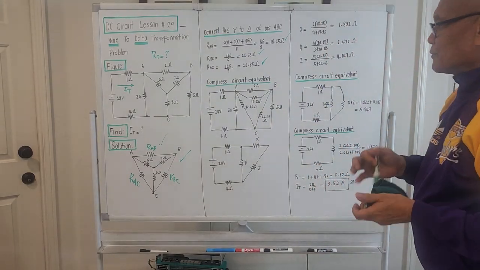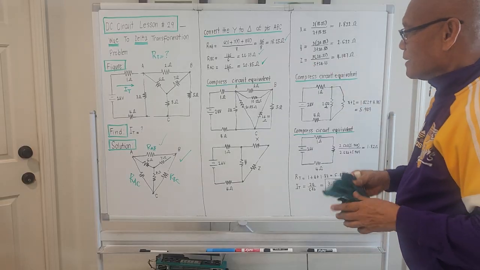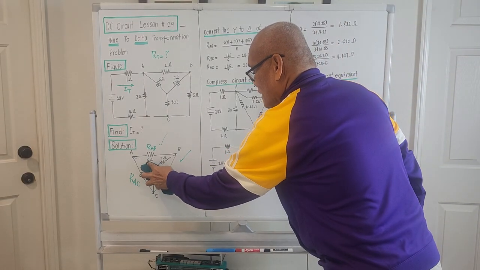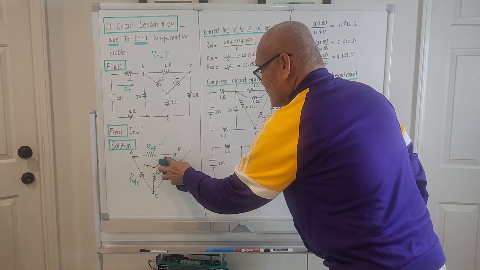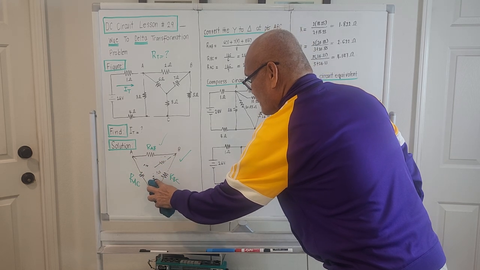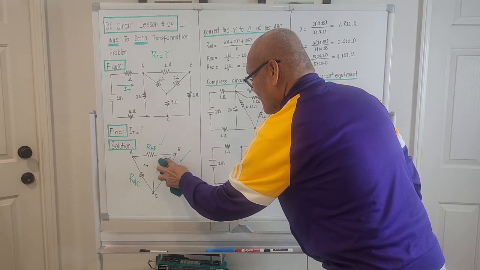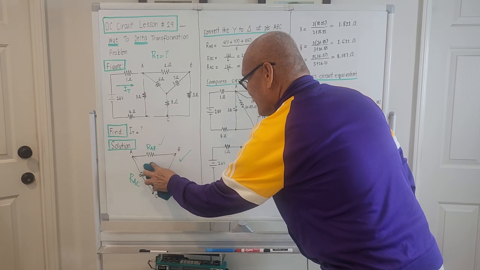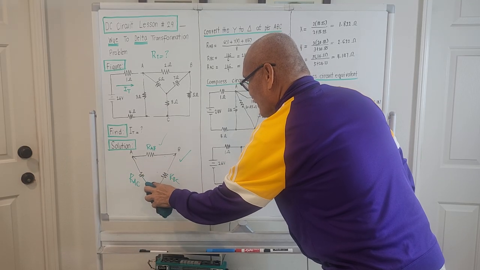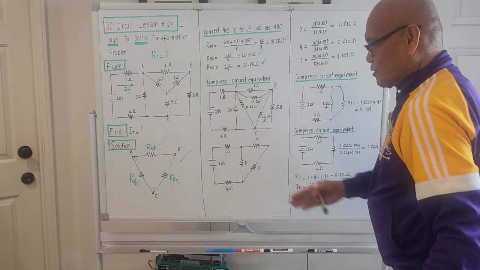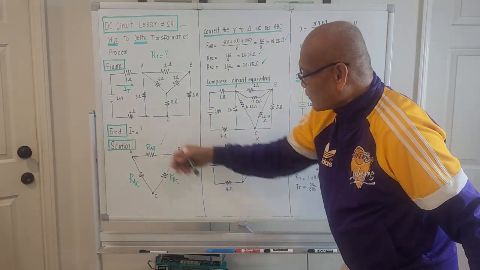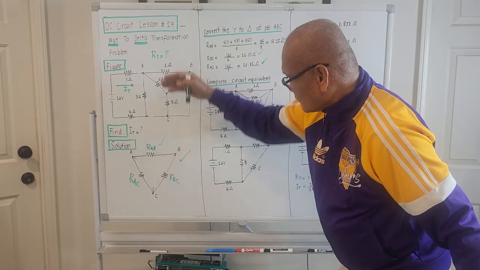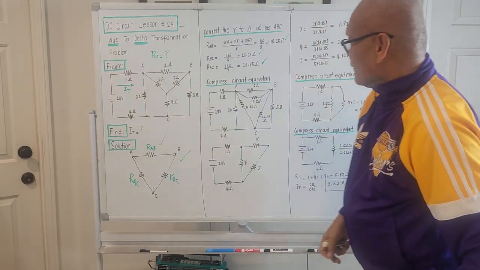So after the conversion from Y to delta, it seems this 6 ohms here is gone, this 7 ohms is gone, and this 8 ohms is gone. Right? We removed them already because we got already the delta equivalent. And we will bring back this delta equivalent to the circuit. Okay?